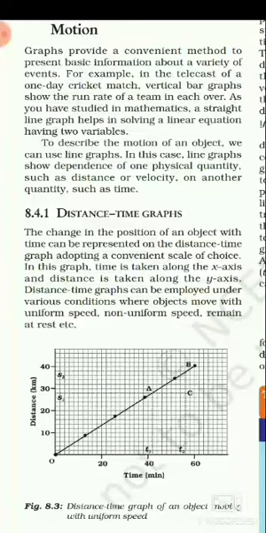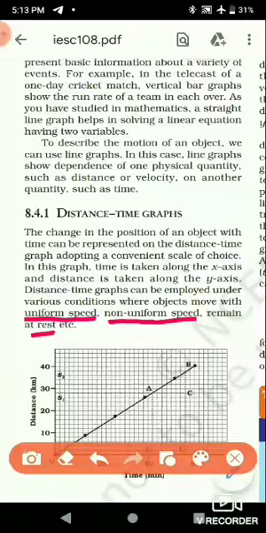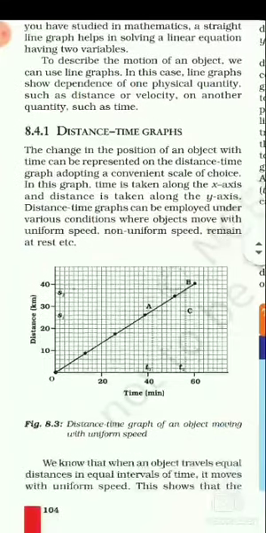The distance time graph can be employed under various conditions where objects move with uniform speed, non-uniform speed, and remain at rest. So here we are going to discuss uniform speed, non-uniform speed, and the graph for a rest object. First, the graph drawn here is for the uniform motion, that is, the speed remains uniform throughout the path.